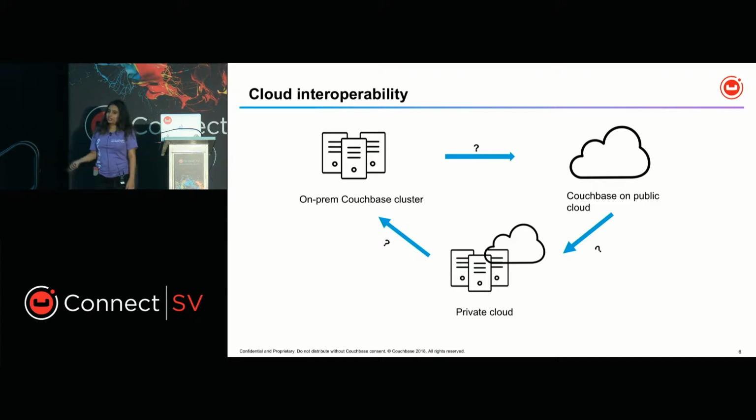So that's one challenge we want to solve, where we want products which are interoperable between the clouds, be it an on-prem cluster, a public cloud, a private cloud, or a combination of those. We want to build a technology that is robust enough to work with no impact to the business.